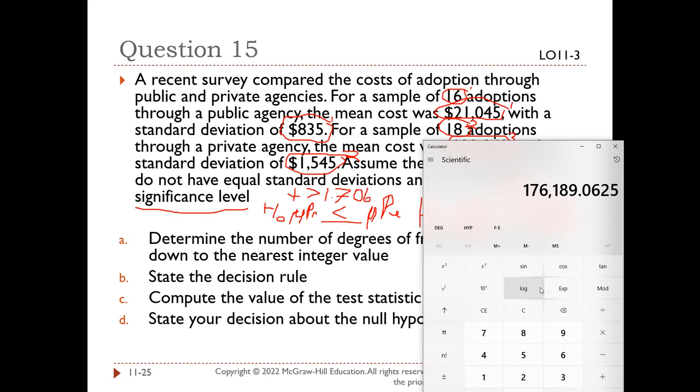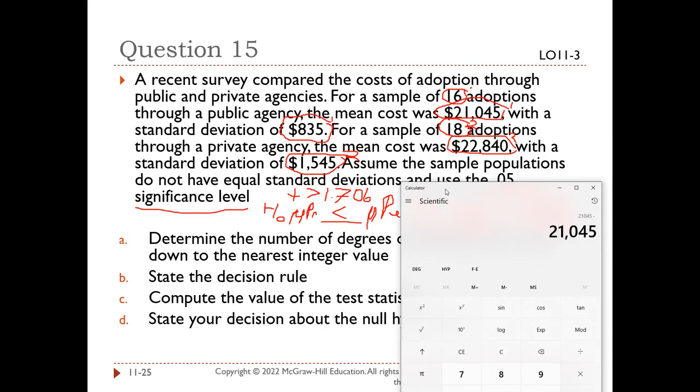So our mean cost basically was 21,045 minus 22,840, divided by our recently discovered number, the square root of 176,189.0625. Okay.